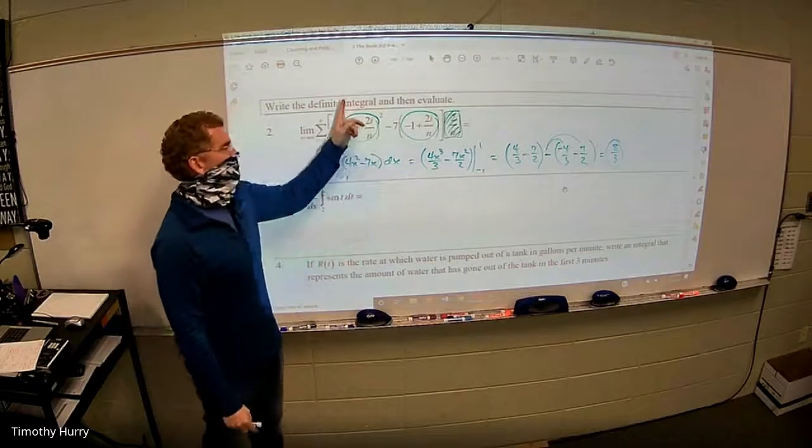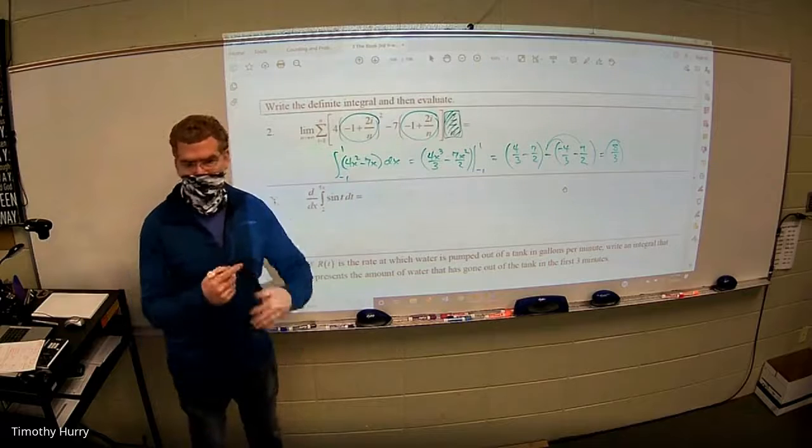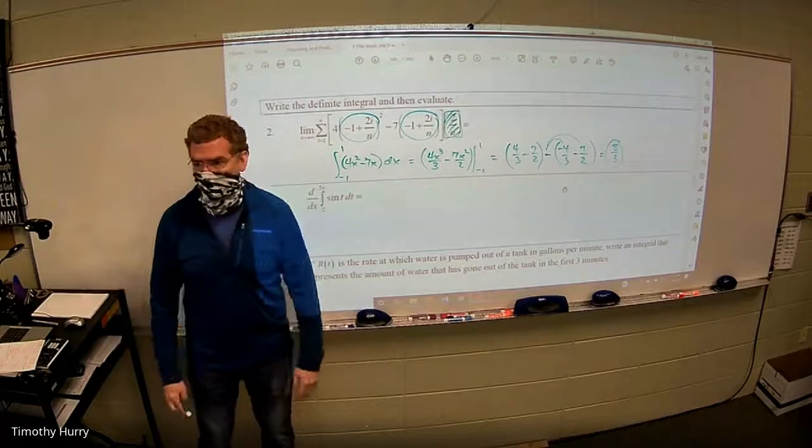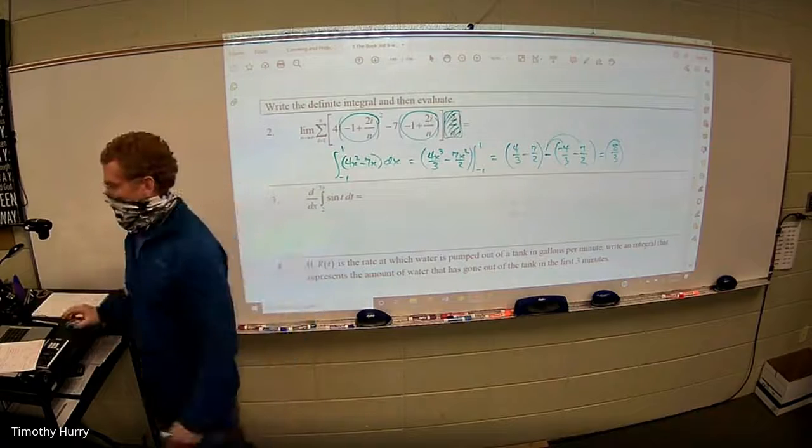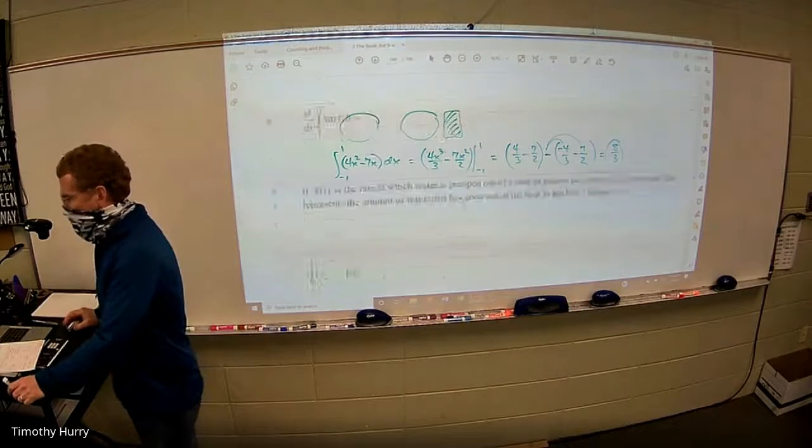So again, make sure you go back and review those and also know how to go from an integral to one of these. All right, I think we did a number of practice problems on that, a couple homework problems on that or whatever. If you want to go back and look at those. Jump to number 4.